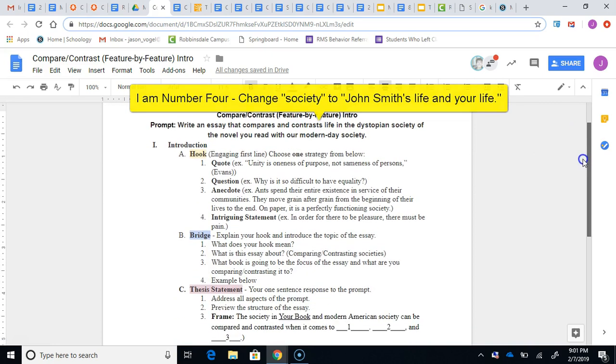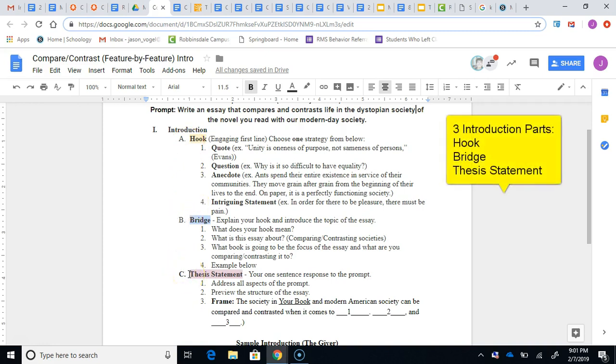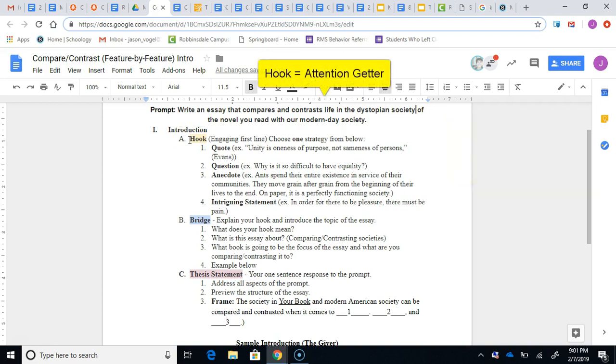Anytime you're writing an introduction, there are three major parts: the hook, bridge, and thesis. The hook is the very first part. This is the engaging first line of your story that grabs the reader's attention. There are 4 strategies for grabbing the reader's attention.